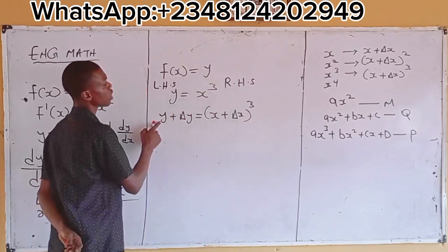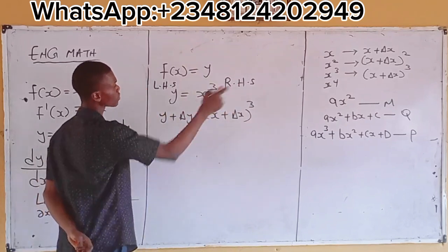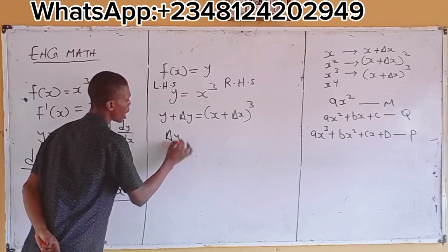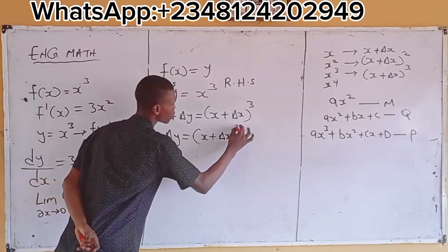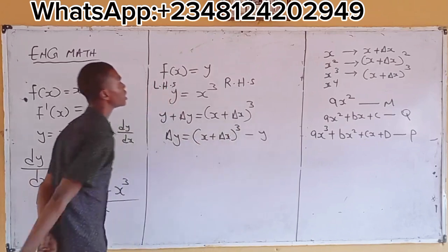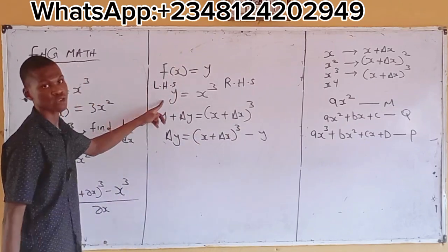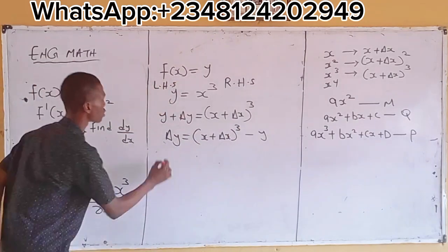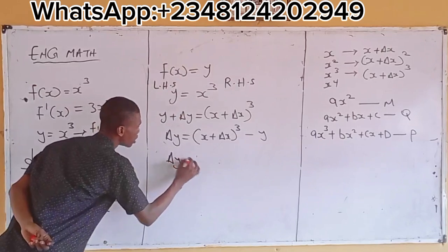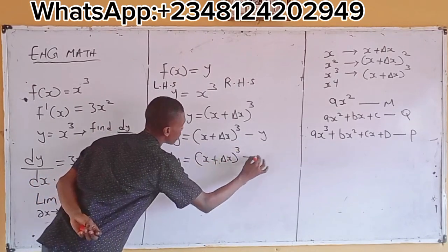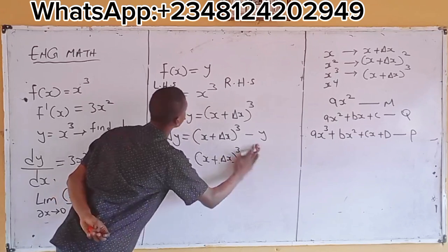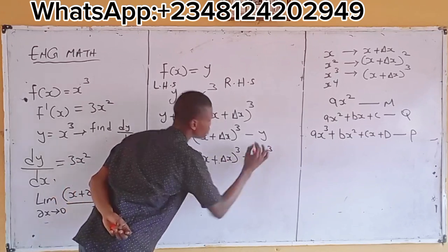Now take this y to the other side. Meaning that change in y is equal to x plus change in x all cubed minus y. Then initially we said y is equal to x cubed. Substitute. What do you have? Change in y is equal to x plus change in x all cubed minus x cubed.